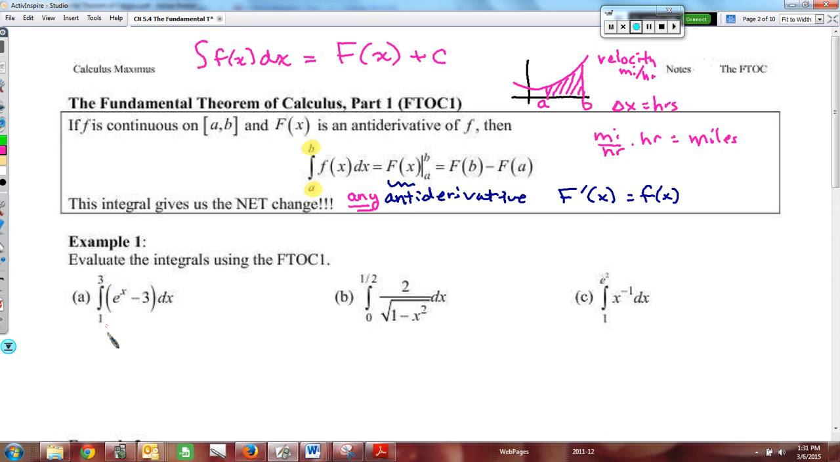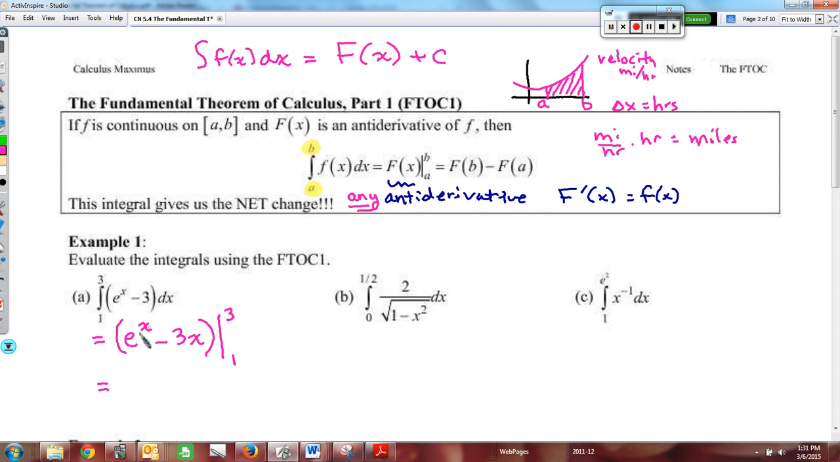So if I want to evaluate these integrals using the fundamental theorem of calculus, then basically what I'm going to do is simply find the antiderivative of each of these. I'm going to ignore the definite integral part of it. I'm just going to go to section 5.1. The antiderivative of e to the x is e to the x. The antiderivative of a constant would be minus 3x. And then instead of going plus c, if I was doing an indefinite integral, I show that I know that I'm doing net change by showing my bounds. And then I actually calculate them.